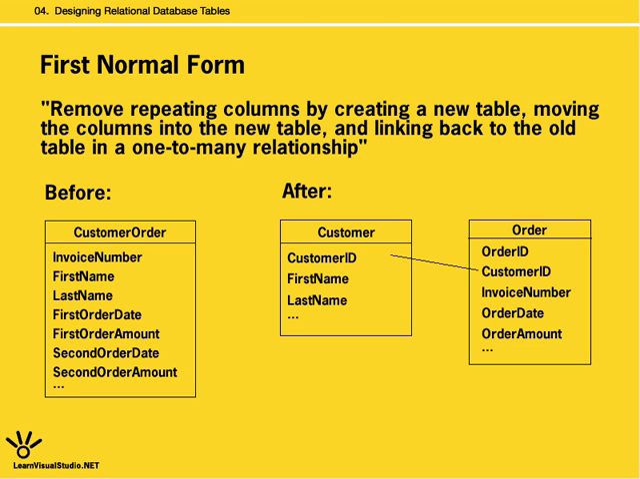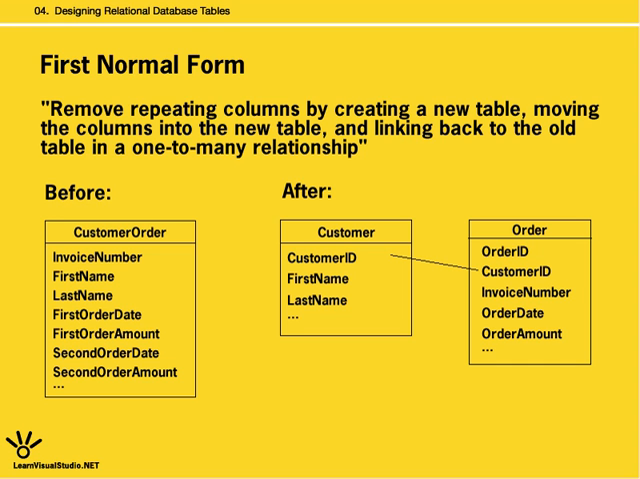So as I said earlier, we're going to take a look at the first 2 normal forms. And beginning with the first one, you can see that the formal definition of it is that you should remove repeating columns by creating a new table, moving the columns into the new table, and linking back to the old table in a one-to-many relationship.